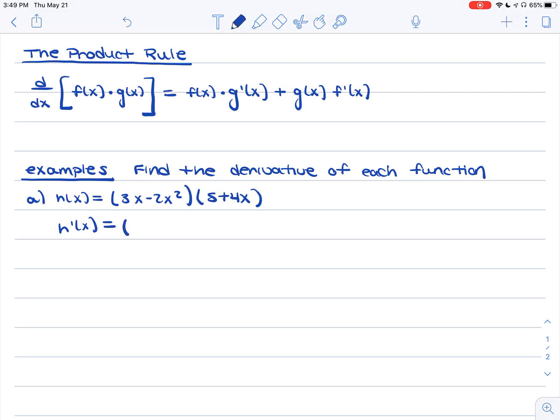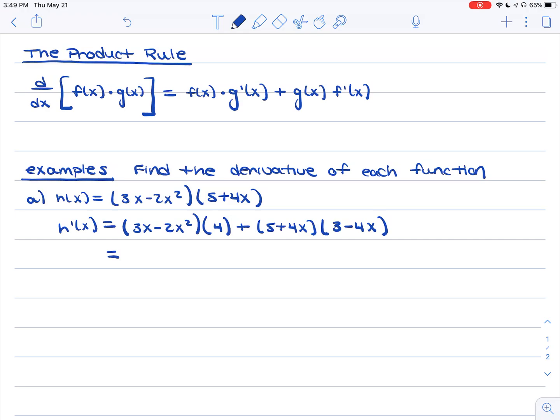All right, so we start by just copying down f of x, so 3x minus 2x squared, and then we multiply by the derivative of g of x. We do that just using our power rule, and that would just be a 4. And then plus, copy down g of x, 5 plus 4x, and then times the derivative of f of x, again just using our power rule, so that'd be 3 minus 4x. All right, so that's our derivative.